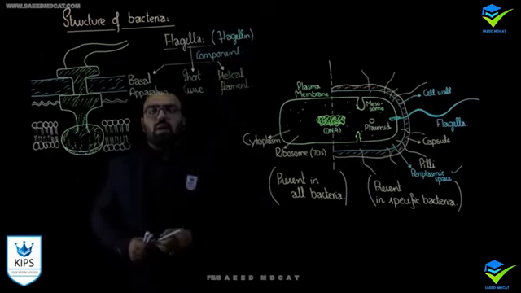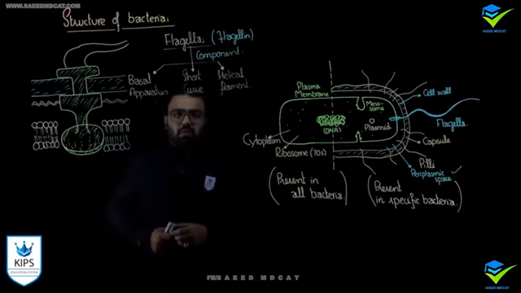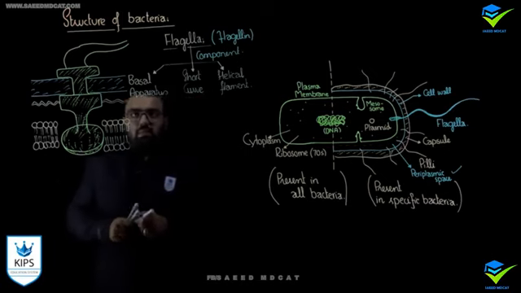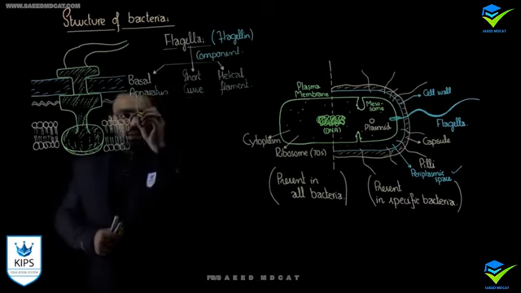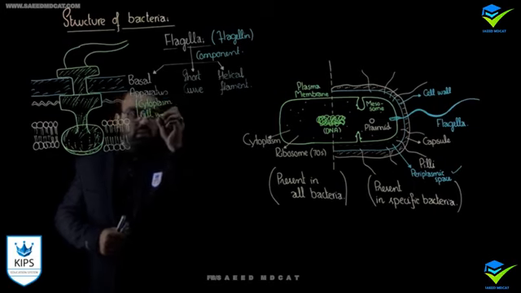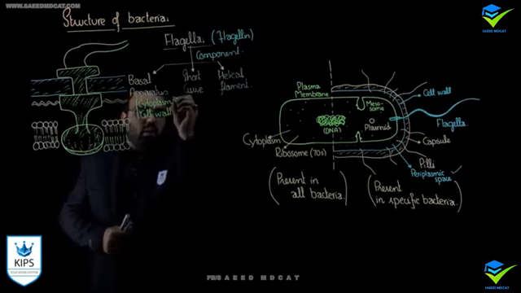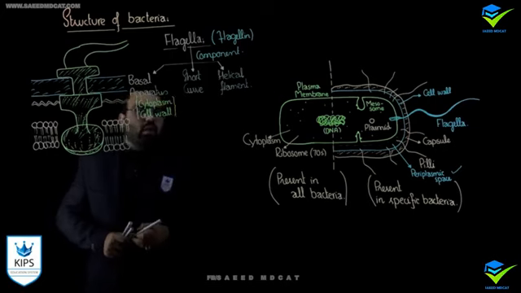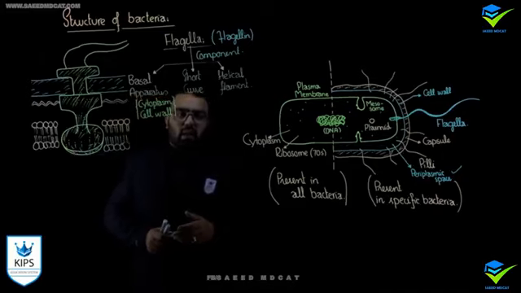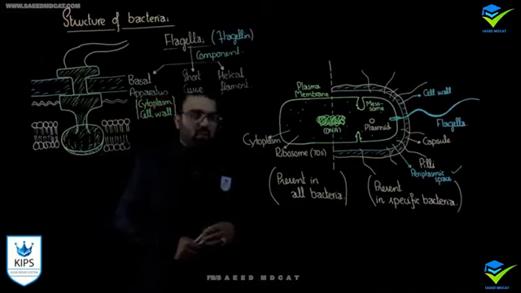The first one is known as the basal apparatus or the basal body, while the other one is known as the short curve. The third part is known as the helical filament. The basal apparatus interacts with the cytoplasm and the cell wall of the bacteria, while the short curve and the helical filament lie outside the bacterial cell.